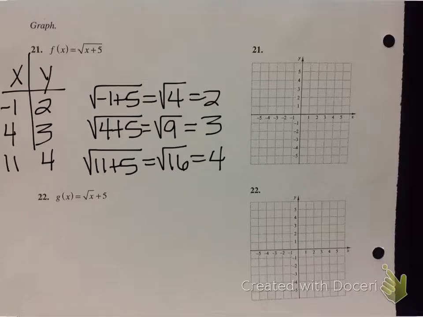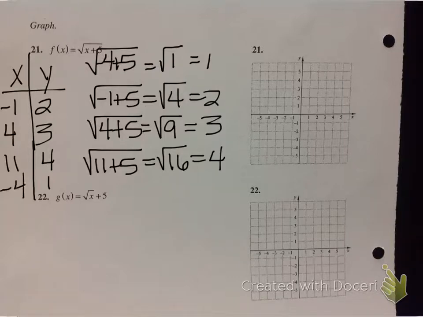Let's go the other direction. What about 1? How could I possibly get a 1? That would be, what plus 5 is 1? Well, -4. So when I plug in -4, I get the square root of 1, which is 1.